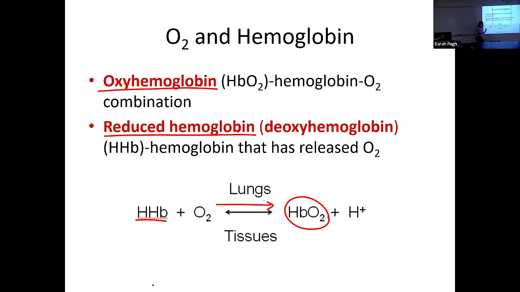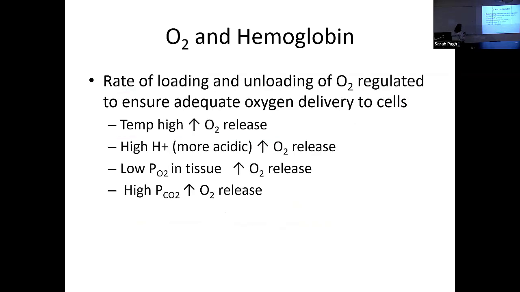If we reverse this and we let go of the oxygen from hemoglobin, okay, now you can see it's unbound from hemoglobin. That's what's happening in the tissues. So that's why this equation is showing it forward and backward. The rate of loading and unloading of oxygen is always regulated to make sure that you are getting enough oxygen to your cells. So there are things that can influence oxygen loading and unloading.